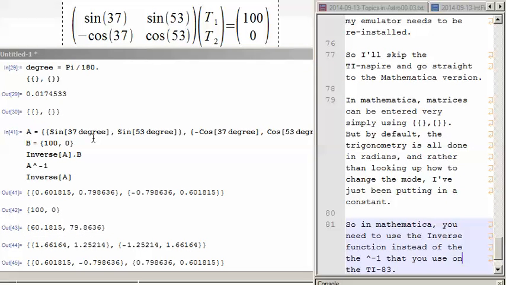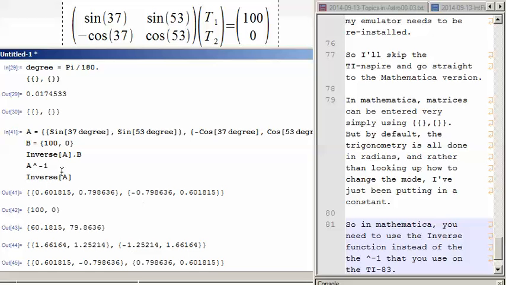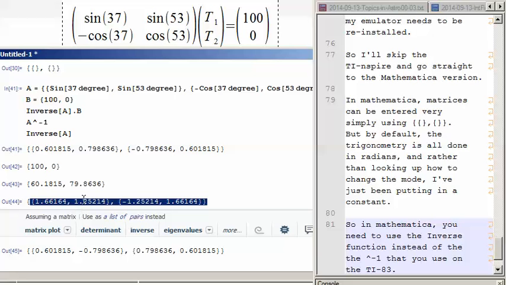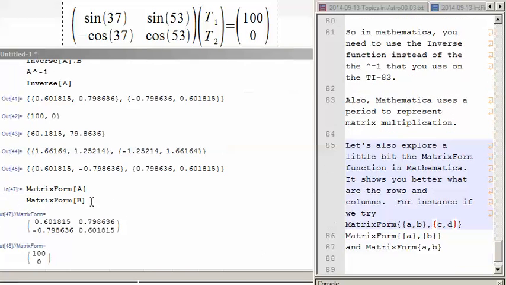So in Mathematica, you need to use this inverse function instead of the -1 that you would use on the TI-83. You'll notice that when I plugged in to the -1 power, it actually gave me each element to the -1 power inside the matrix. So, also Mathematica uses a period to represent matrix multiplication. Okay, let's also explore a little the matrix form function in Mathematica. It shows you better what are the rows and columns.